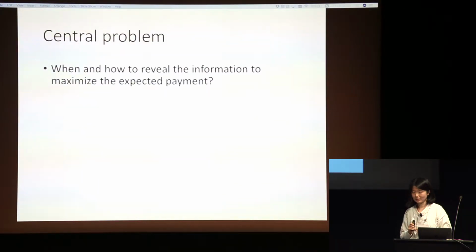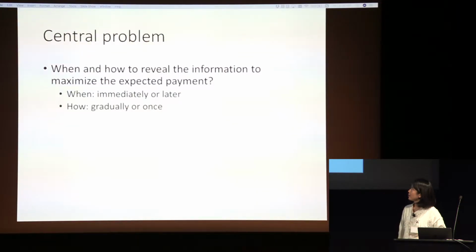And then we ask, how can we maximize our expected payment by revealing our information? When and how to reveal it? Should we reveal it immediately or should we reveal it later? Should we reveal it gradually, step by step, or maybe we can just reveal everything at one time?